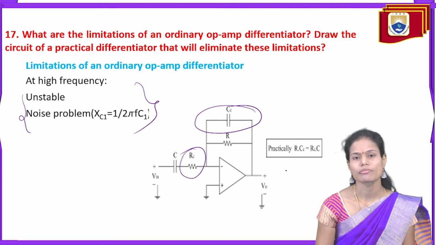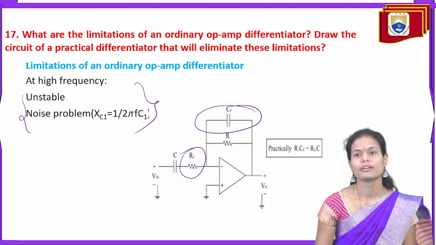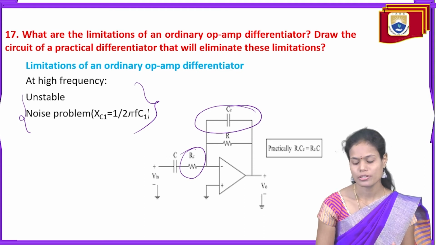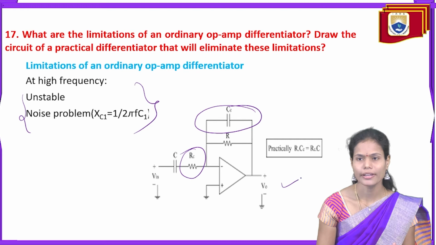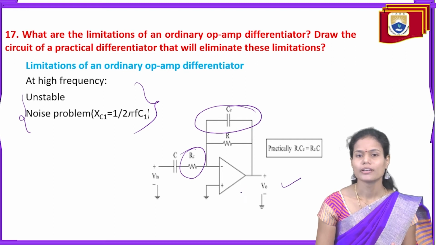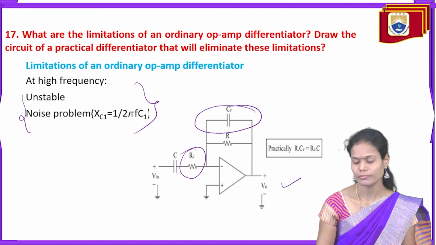So in this case, first of all, we have to draw the ideal differentiator circuit and we have to derive the output voltage of that one. Then we have to mention the limitations of that one. So to overcome that limitations, what are the elements we are adding and what is the function of that particular added elements, and then operation of the practical differentiator we need to explain here.